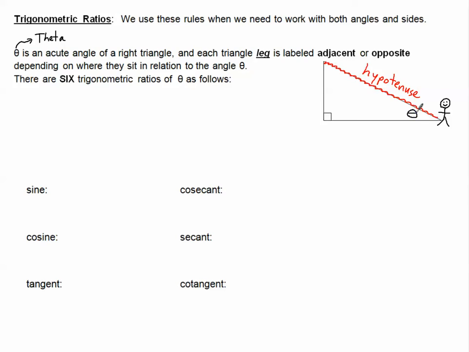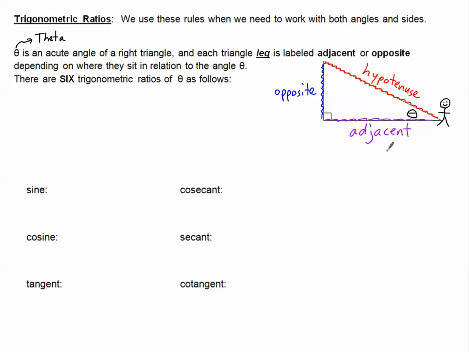So here's my theta. Opposite theta would be my opposite leg. So opposite theta is going to be right here, and I'll do this in blue. Here's opposite. And the adjacent leg, adjacent means touching, so the adjacent leg will be touching my angle theta, and here it is. I'll do this one in purple. So here's adjacent. So now I've labeled all 3 sides of my right triangle.